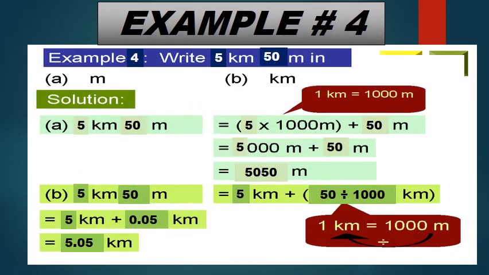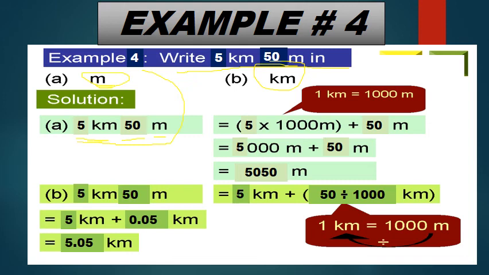Now move on example number 4. What is example number 4? Example number 4 is write 5 kilometer 50 meter in meter and in kilometer. Now in A part we are converting 5 kilometer and 50 meter into meter. This 50 is already given in meter units, so we are not converting this 50 meter into meter because it has the same unit. We just convert 5 kilometer into meter.